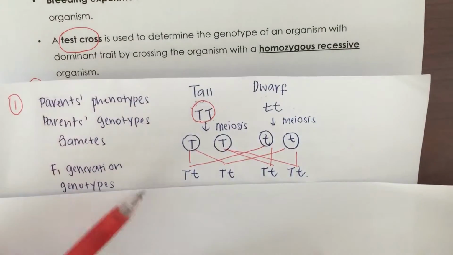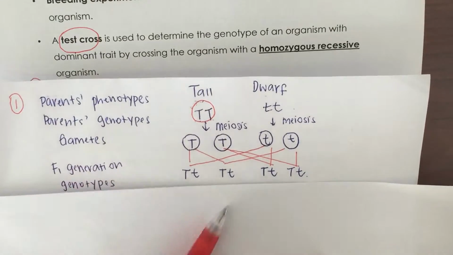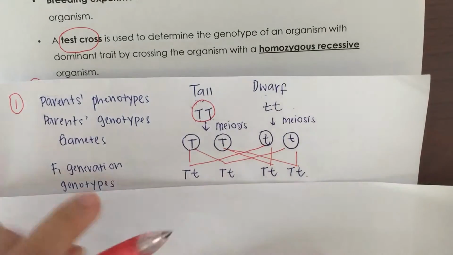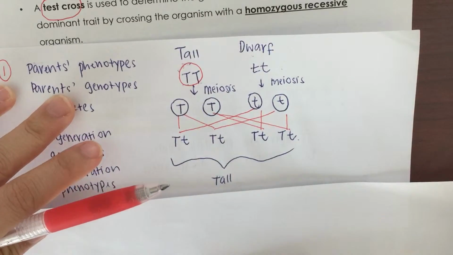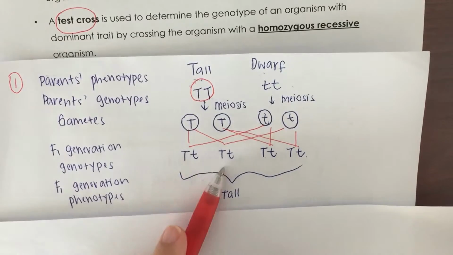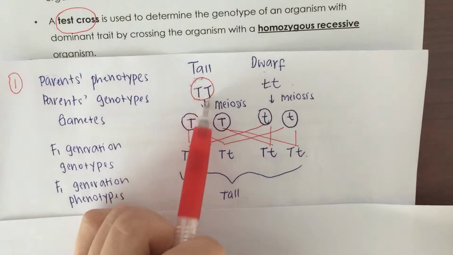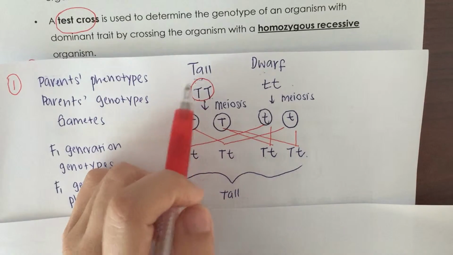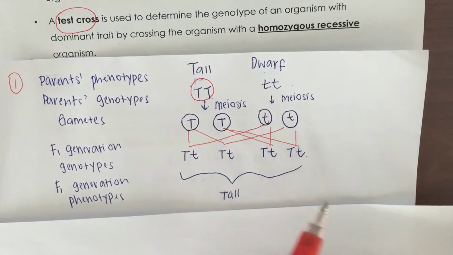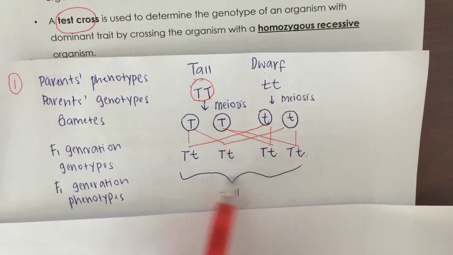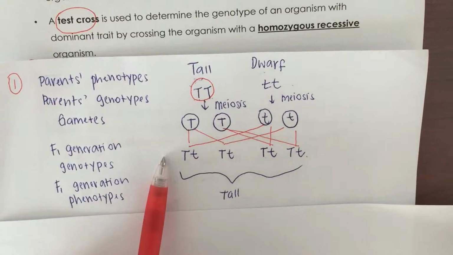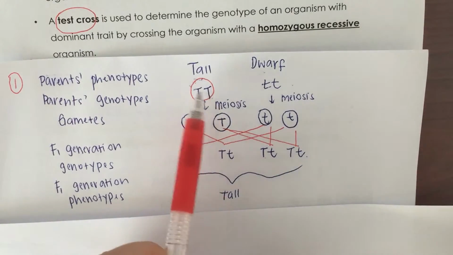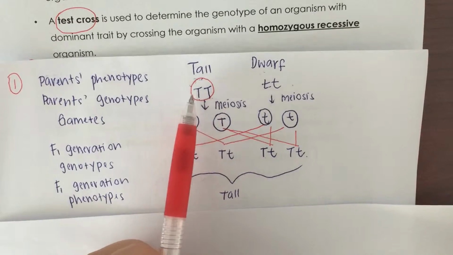Then you realize that all your F1 generation, they all show the dominant trait. And therefore you can infer that the genotype for this tall organism is actually homozygous dominant. So you take a look at the physical trait of the offspring. In this case, all the offspring show the dominant trait. Therefore, the genotype has to be homozygous dominant.